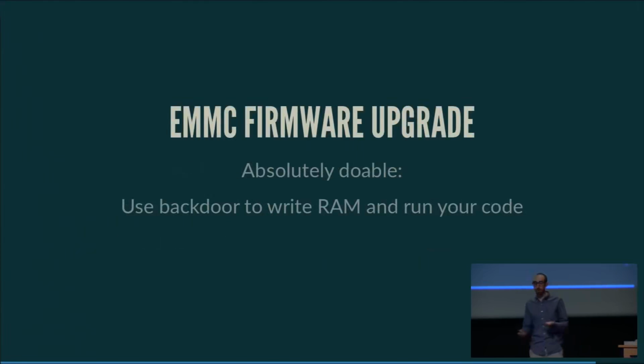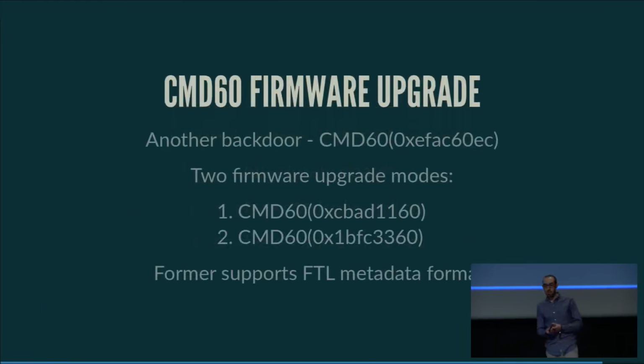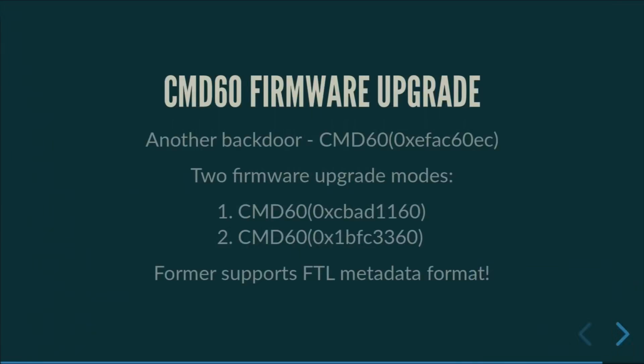This is absolutely doable, because I could have used the memory write backdoor to write my own code, access the NAND flash chip and write a new firmware. But then I found out something simpler. There's another backdoor, which is command 60, and it has 2 firmware upgrade modes for some reason. The former mode, CBAD1160, supports FTL metadata format. You can send an erase command, and it will format all the FTL metadata, and then you can write a new firmware, and it will do everything for you.